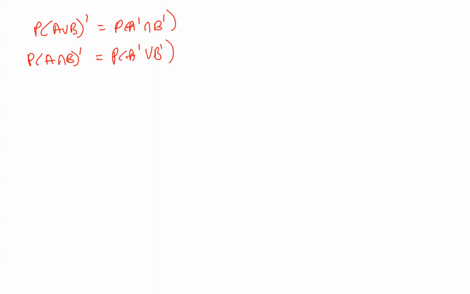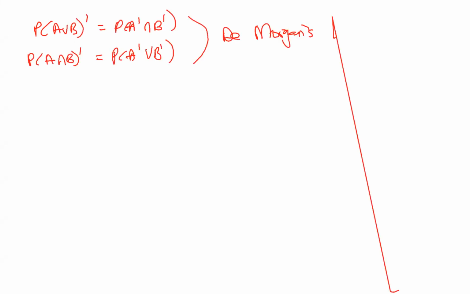So De Morgan's law is saying that the probability of (A union B) prime is equal to the probability of A prime intersection B prime. And the probability of (A intersection B) prime is equal to the probability of A prime union B prime. So this is what we call De Morgan's law. I'm explaining this using just 2 events. You could extend it to a lot more events.